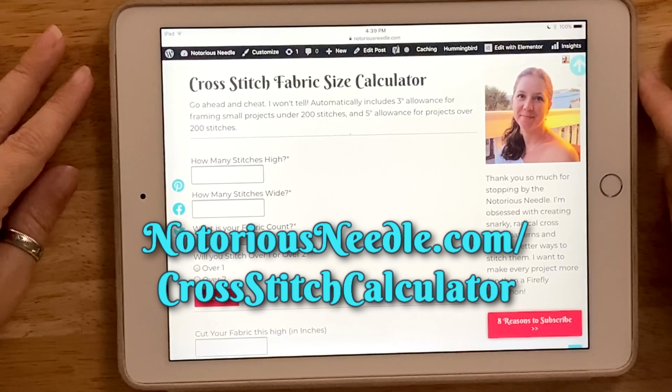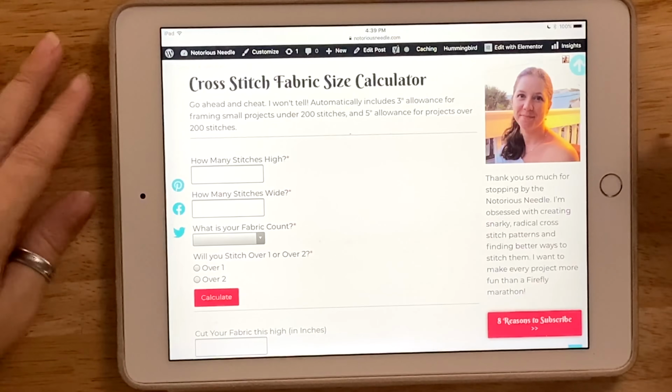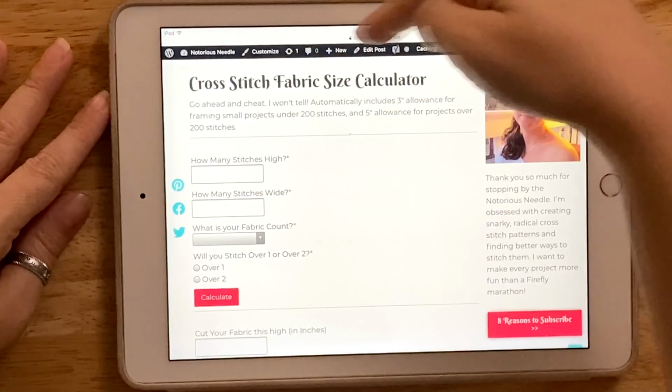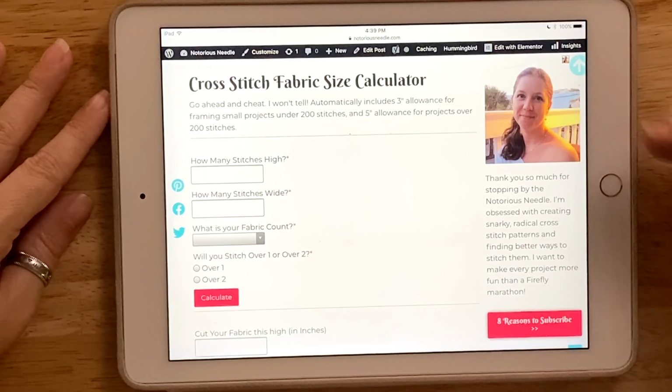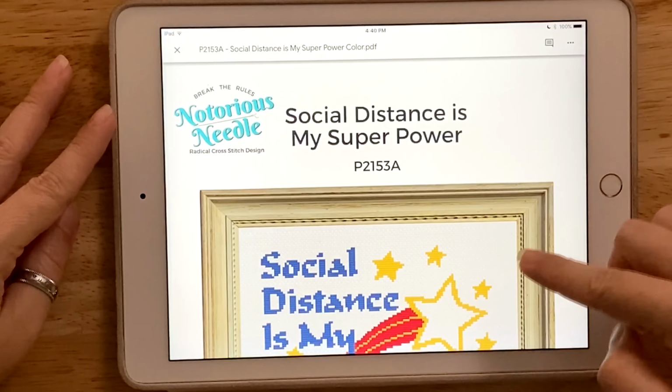So if you go to notoriousneedle.com/cross stitch calculator, that will take you to this page. The only difference is you won't have this bar up here because I am signed in. Let's take for instance the pattern Social Distance Is My Superpower.